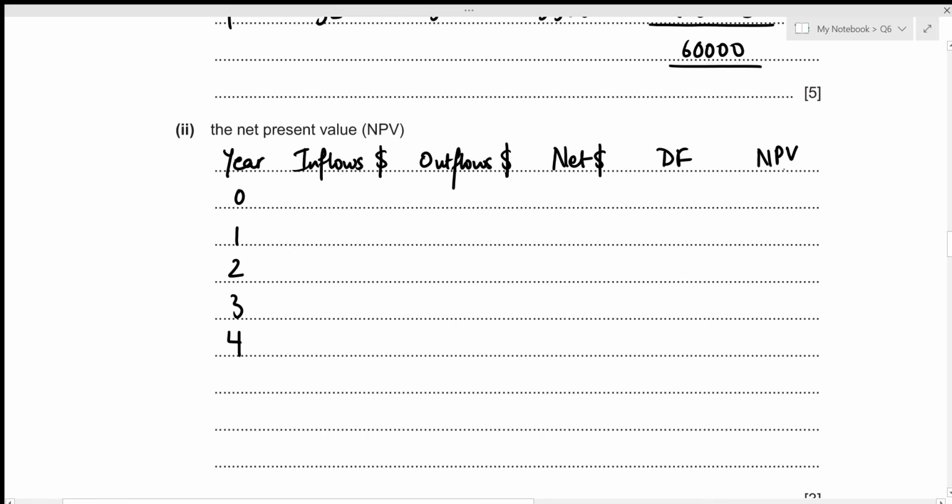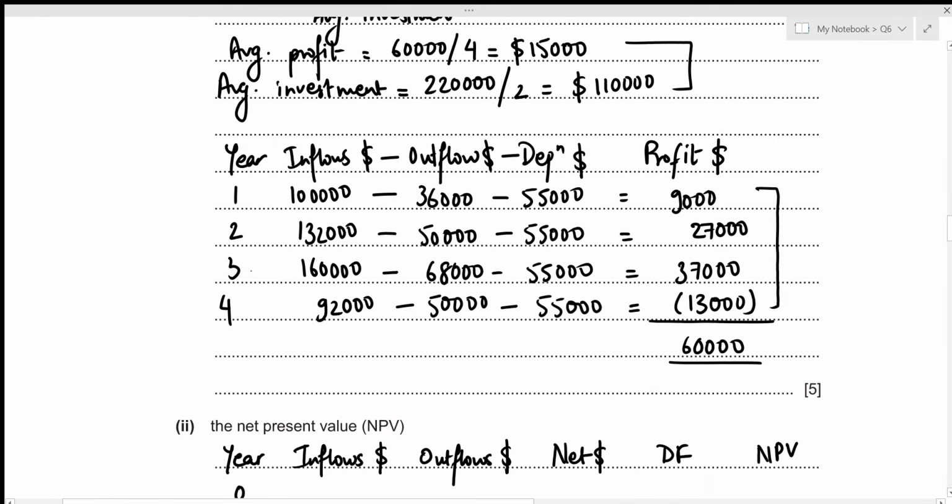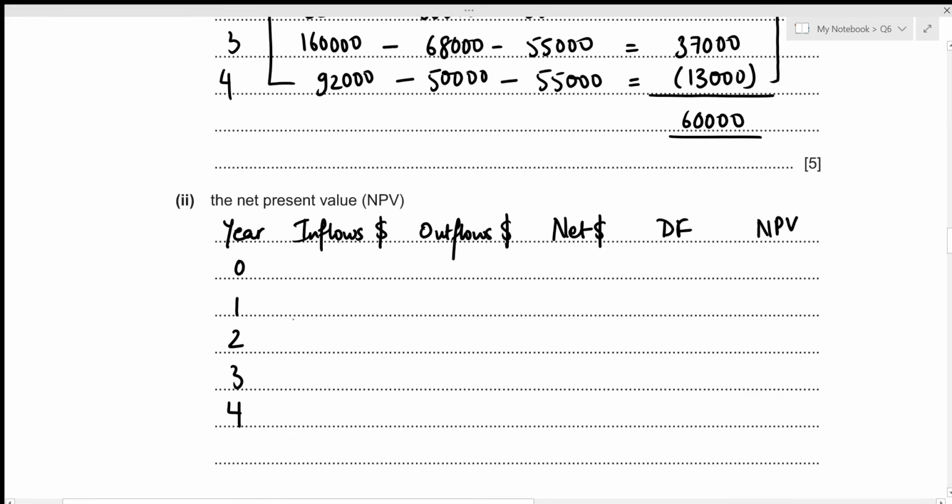Okay, we already recorded the inflows and outflows above, so we can just copy those amounts. So the inflows is just 100,000, 132,000, 160,000, and 92,000. Let's write it down. No inflow in year 0, and for the first year it was 100,000. For a second it was 132. For a third, it's 160, and for the last, it's 92. Now, the outflow for the year 0 is just going to be the initial investment, so that's 220,000.